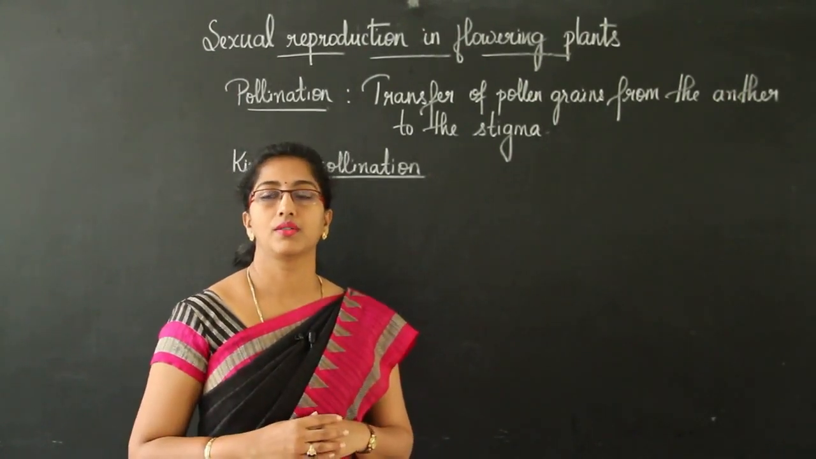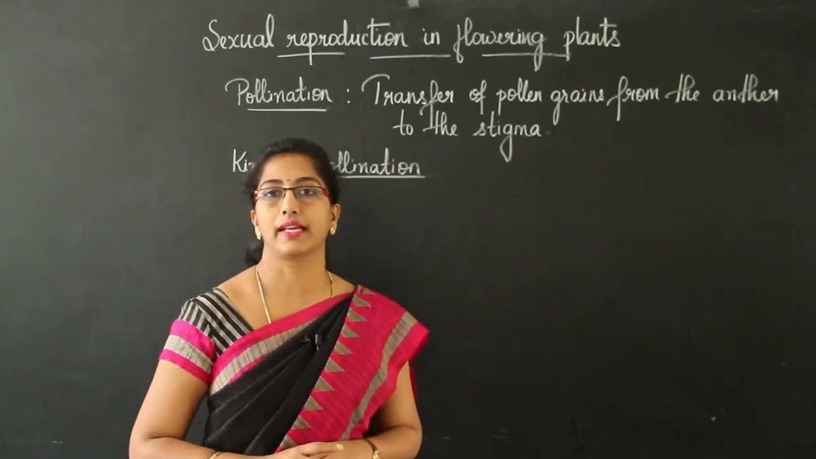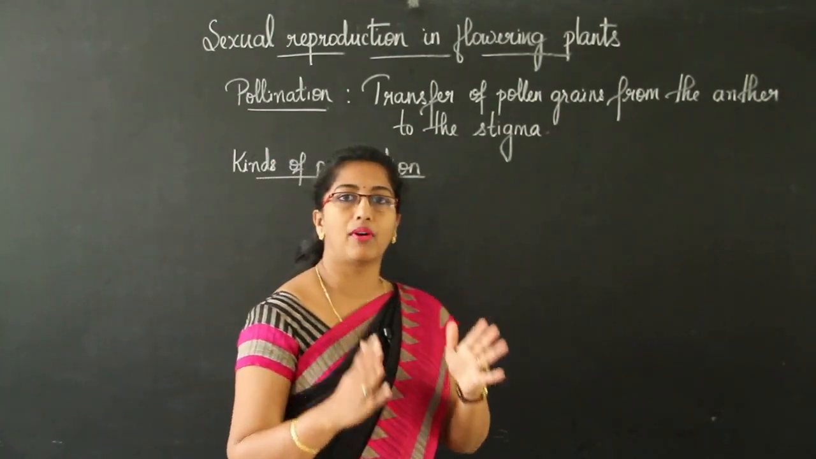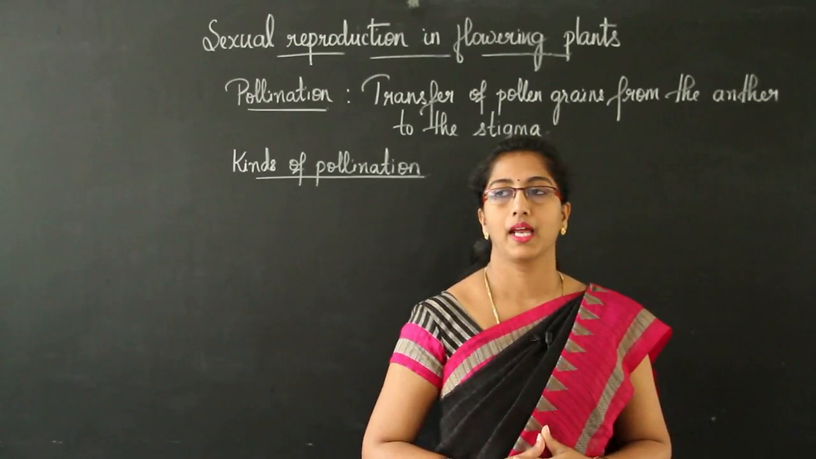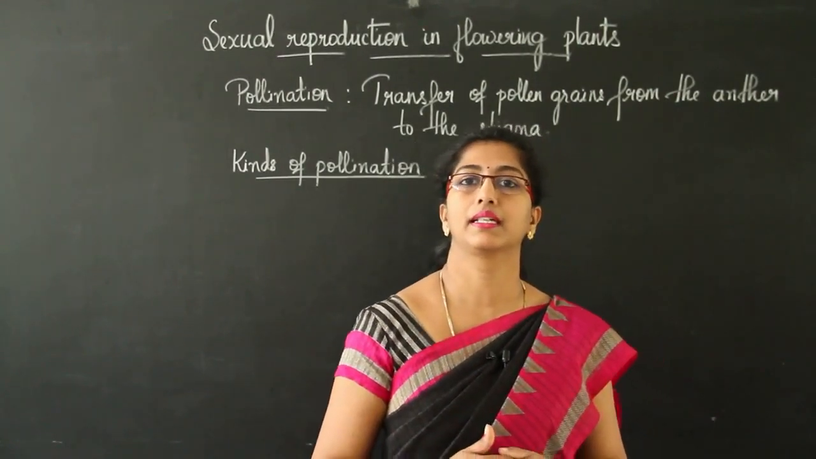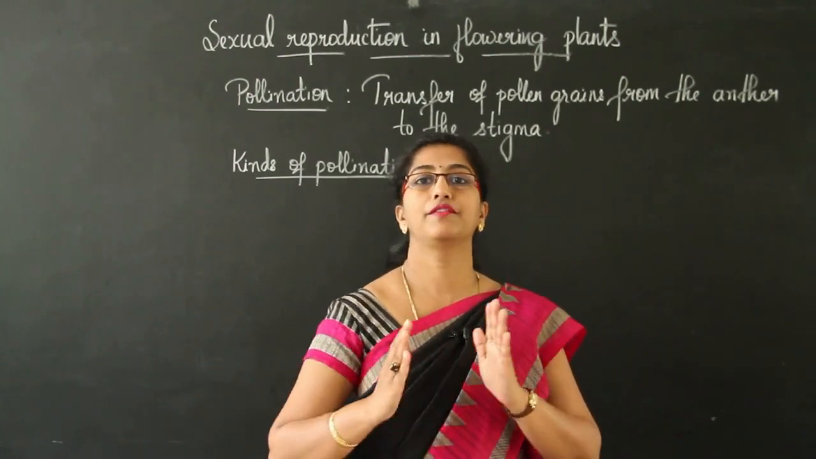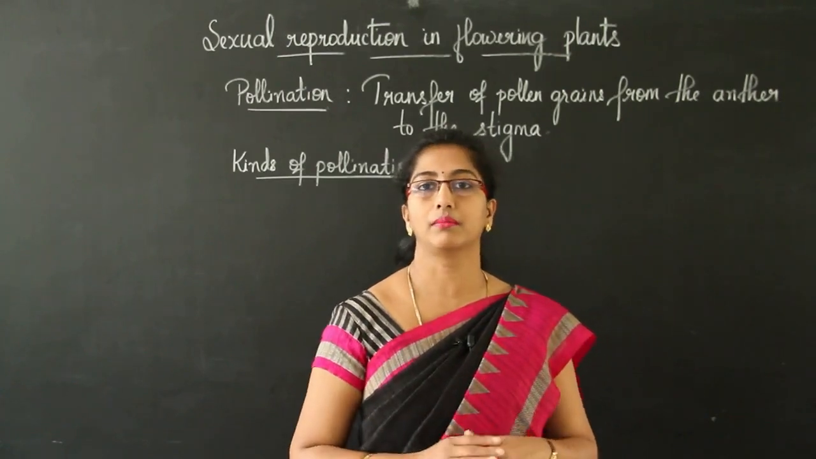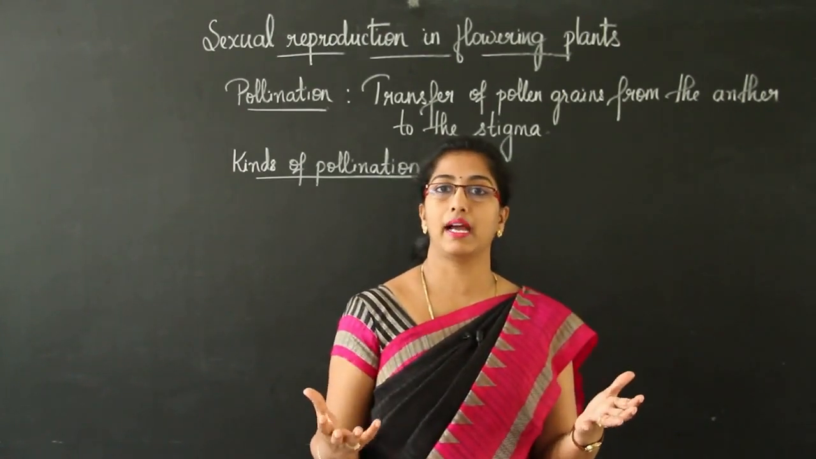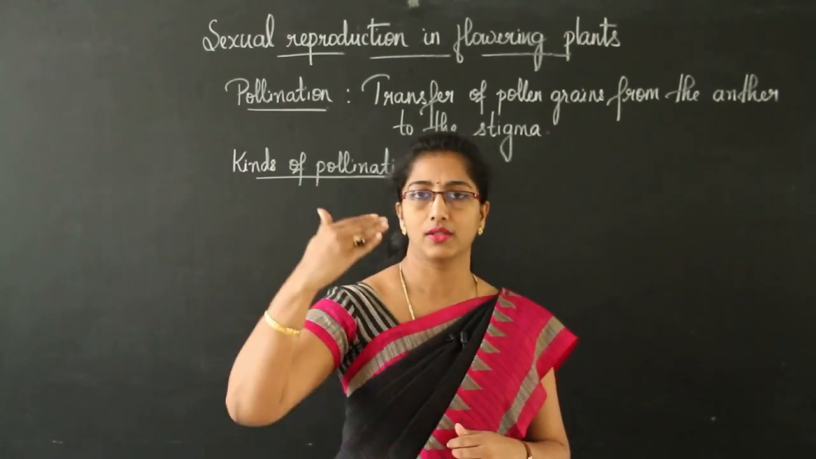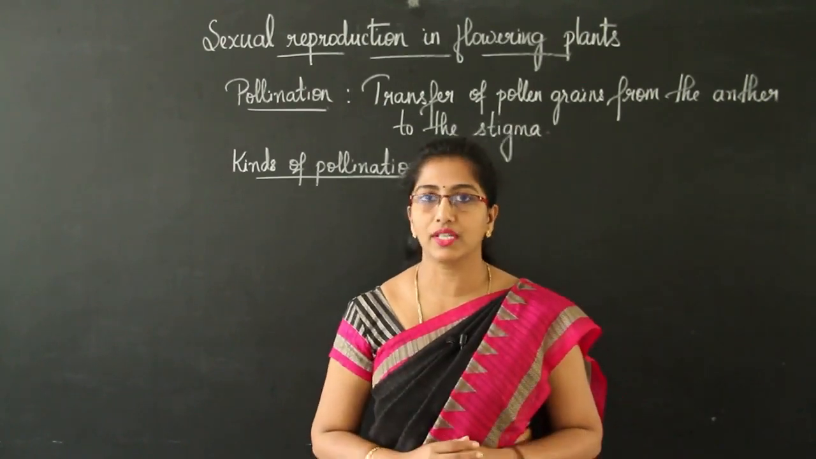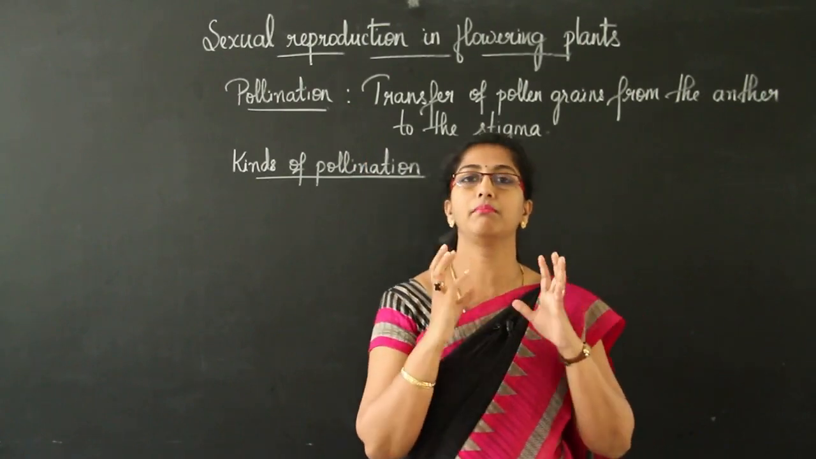Now we are moving on to study one of the important events which takes place during sexual reproduction, that is pollination. So now you know that male gametes are present in the pollen grains. The female gamete is present inside the embryo sac, and male and female gametes in flowering plants are non-motile. Since both the gametes are non-motile, they have to be brought together for fertilization, and this is achieved by pollination. So we'll see exactly what we mean by pollination.